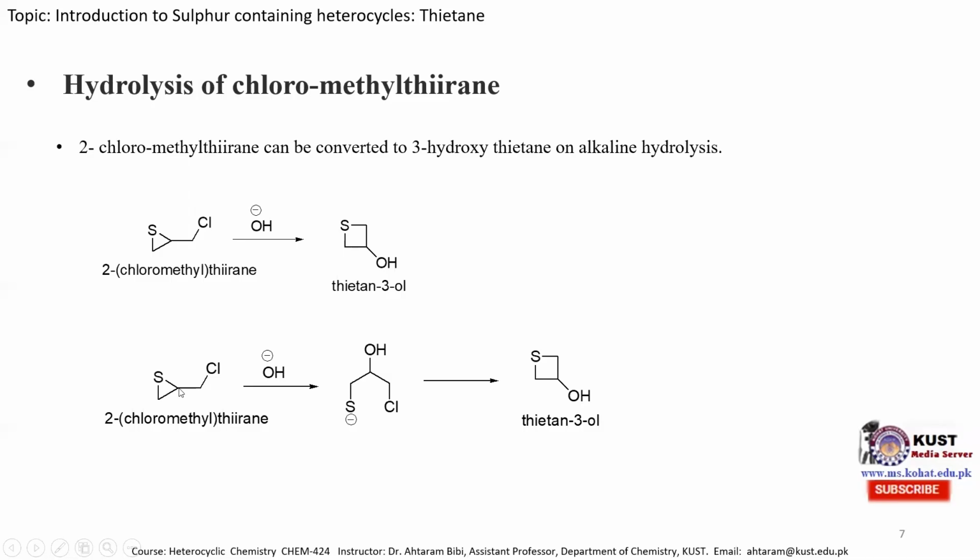The mechanism is shown over here. In the first step, the base is used as a nucleophile. The base attacks this carbon atom, breaking this carbon-sulfur bond, and the sigma electrons shift toward the sulfur atom, producing this intermediate species. In the next step, the sulfur attacks this carbon atom bearing the halogen, producing the hydroxythietane molecule. So this is a simple method for the synthesis of the Thietane molecule: one can easily obtain the hydroxythietane molecule from the basic hydrolysis of chloromethylthiirane.